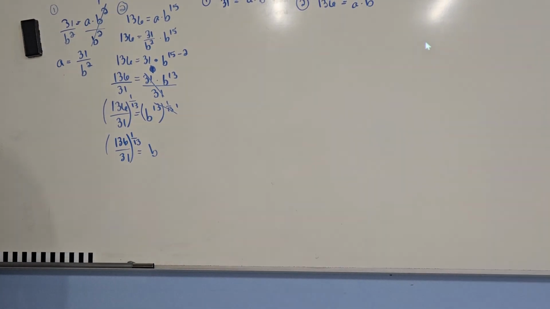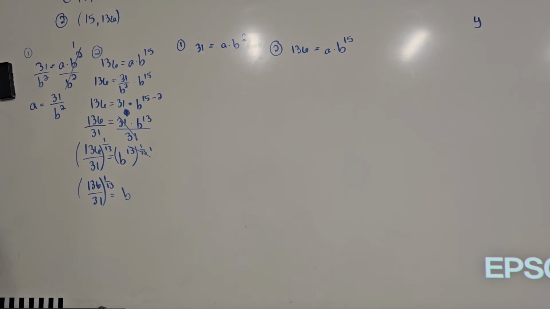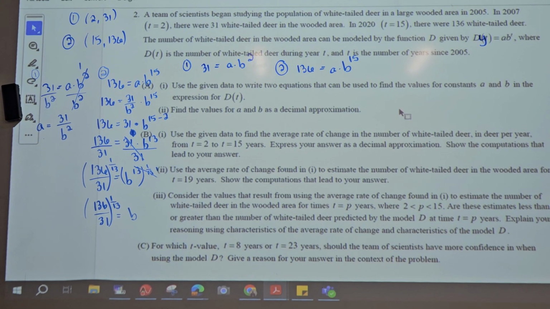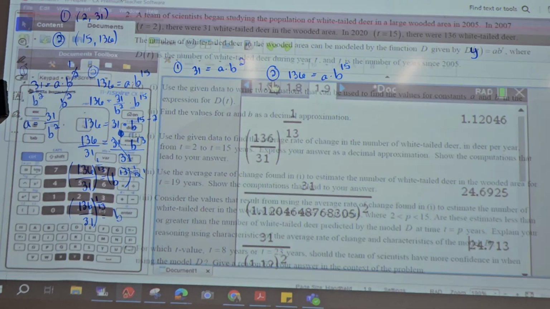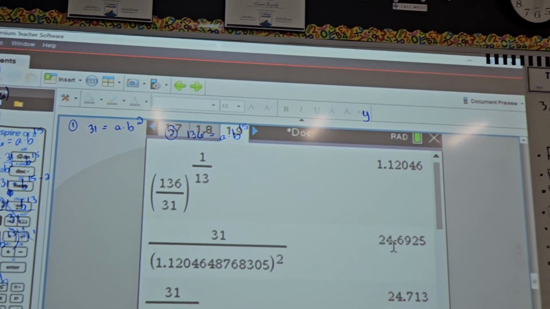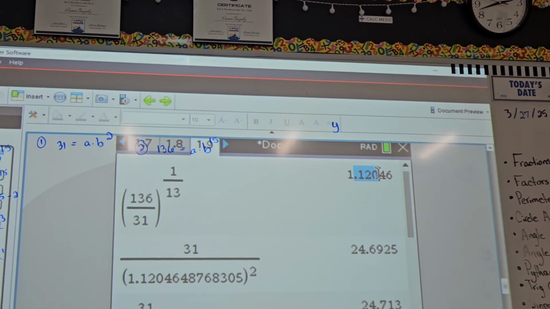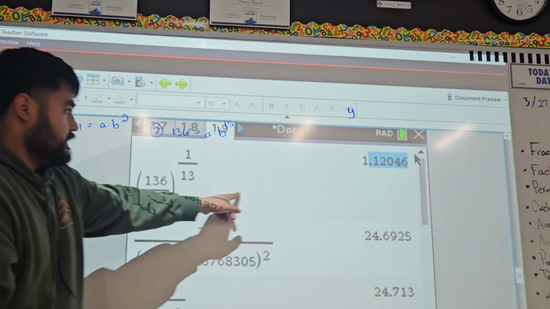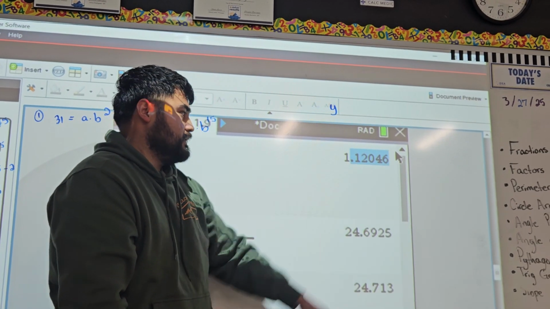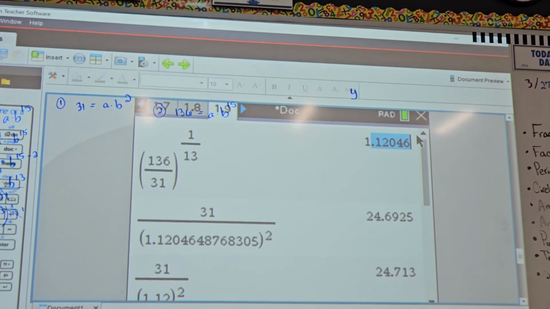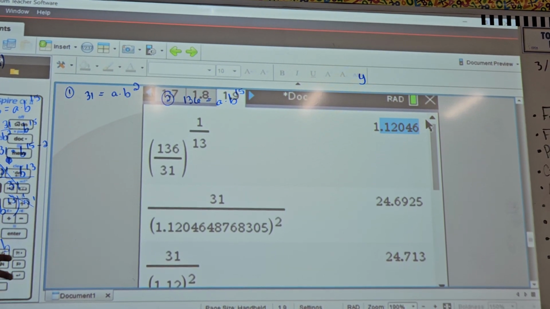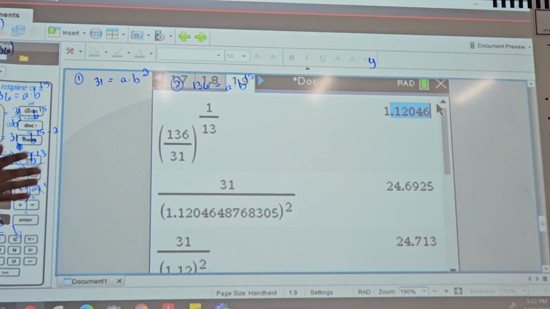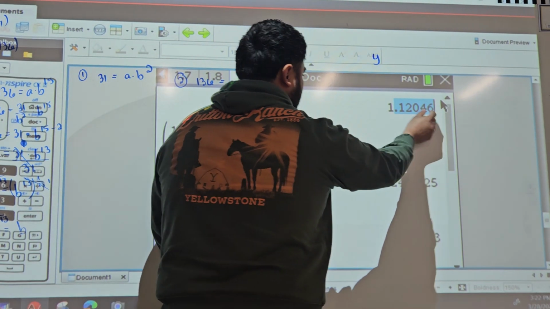So the problem is, can I use a calculator? Yes, you can. This is FRQ 2. You're allowed to use a calculator. So I already went and inputted this into the calculator, and here it is. 136 divided by 31 to the power of 1 over 13 is just 1.12046. But again, you have to remember that the decimal approximation is 3 digits after the decimal placement, right? So the 46, those extra 2 numbers here, we don't really need them.